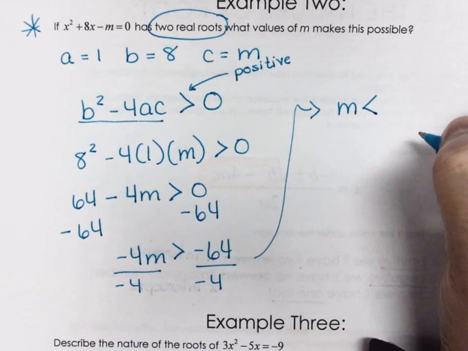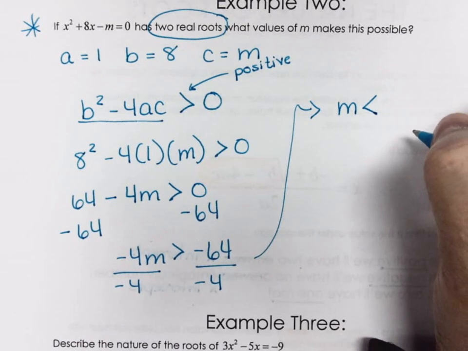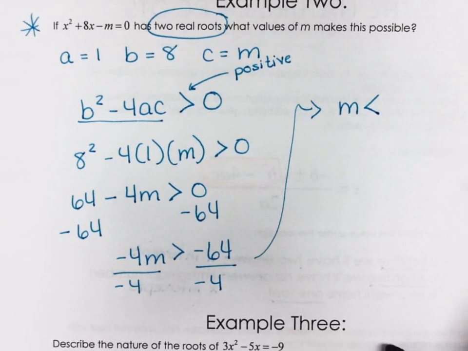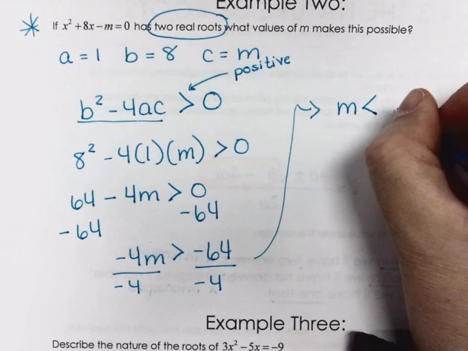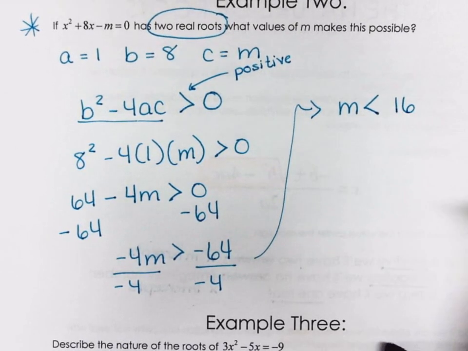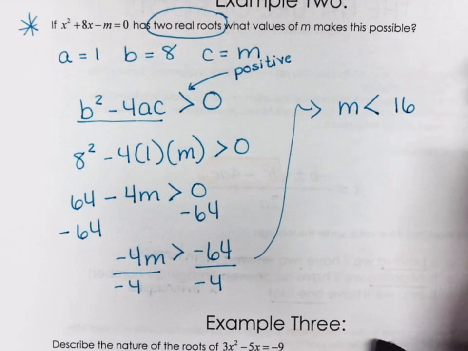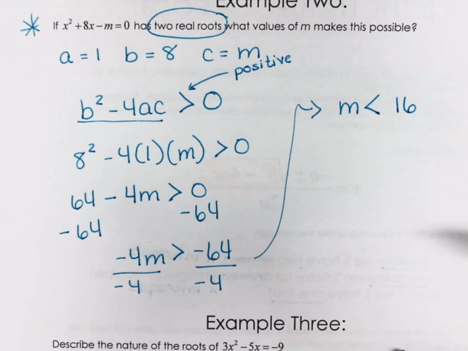And -64 divided by -4. Anybody? 16? Should be positive 16, right? So we know that m has to be less than 16.